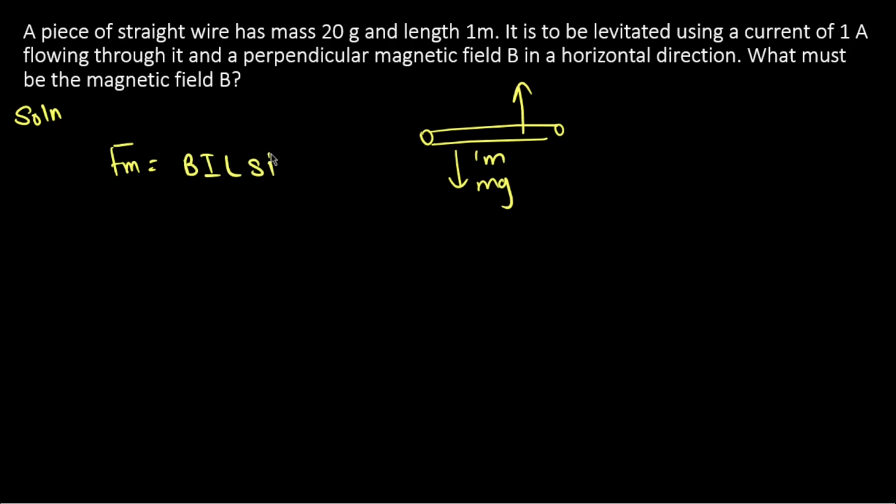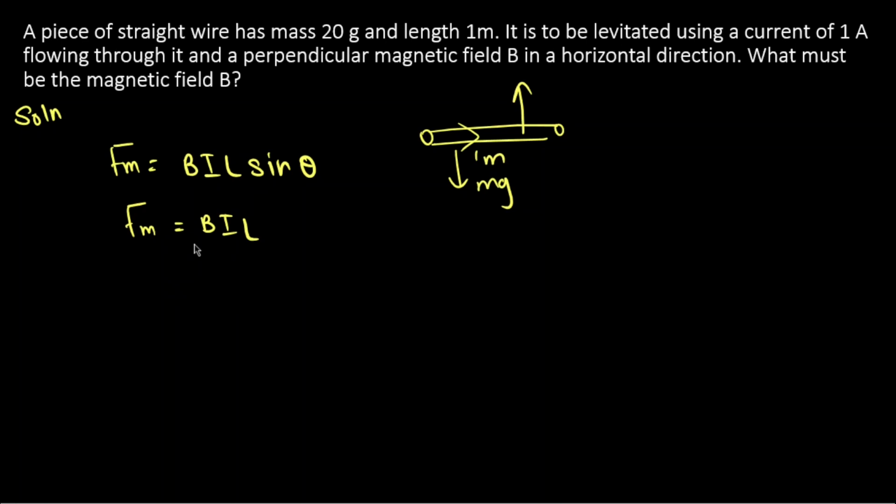BIL sine theta. Now they have clearly mentioned here that the magnetic field is perpendicular to the current. So if the current is in this direction, the magnetic field is perpendicular to this. So theta is 90 degrees and sine 90 is 1. So we can say that the magnetic force is BIL. Now this force will be in equal and opposite direction to the weight of the wire, that is mg.